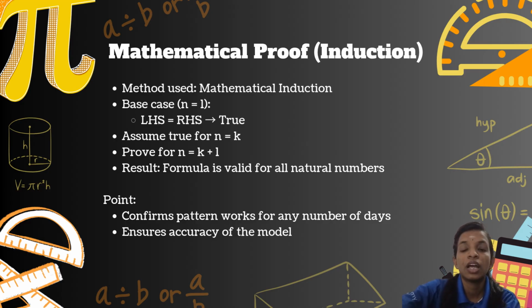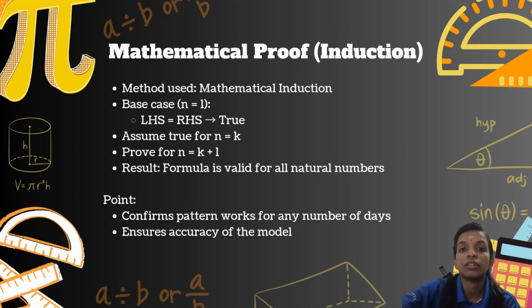Next, how do we know that this formula is always correct? We usually use the method called mathematical induction. First, we check the base case when n equals 1. We compare the left hand side and the right hand side. Both are equal, so it's true.